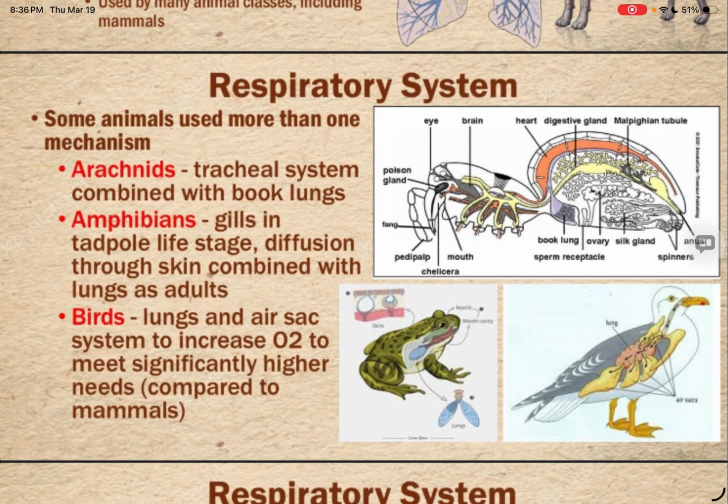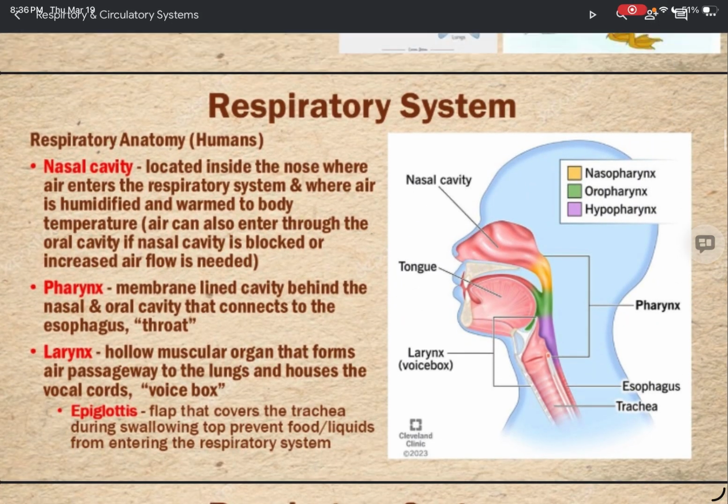Some animals use more than one mechanism, like arachnids. They have a tracheal system combined with book lungs. Amphibians use gills as the tadpole stage, and diffusion through the skin combined with lungs as adults. Birds use lungs and an air sac system to increase their oxygen to meet significantly higher needs compared to mammals, at least. But what is the respiratory anatomy?